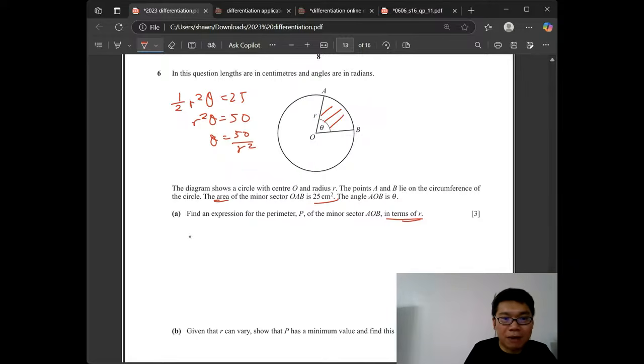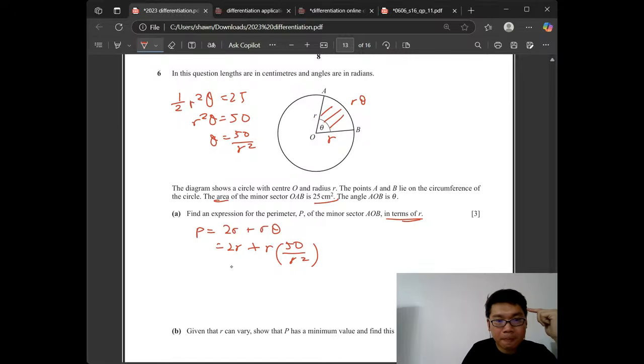Then we can find the perimeter of the minor sector. Remember, perimeter of this shape, including the r, and here is r theta. So it's 2r plus r theta. And then the theta we substitute in. Just like that. So 3 marks. Quite easy, okay? As long as you're familiar with the pattern.